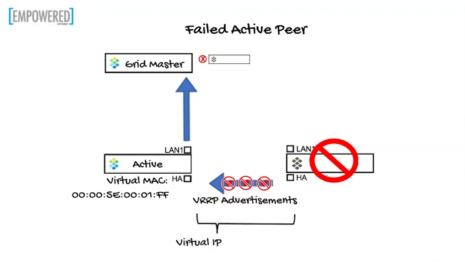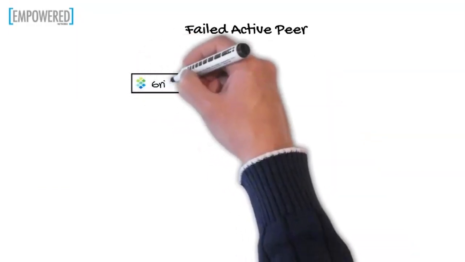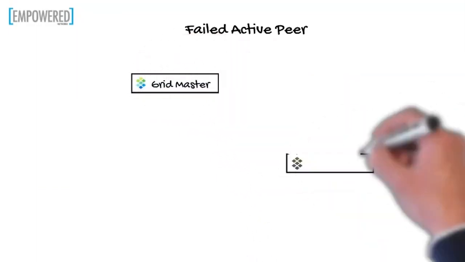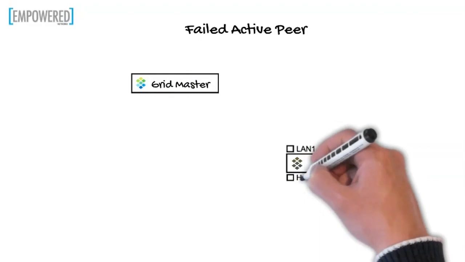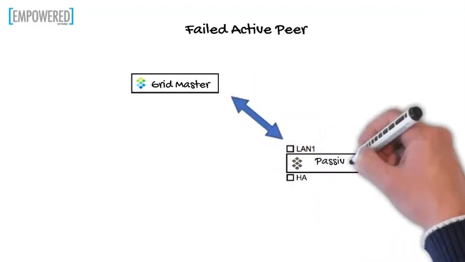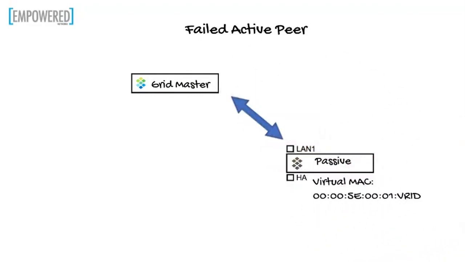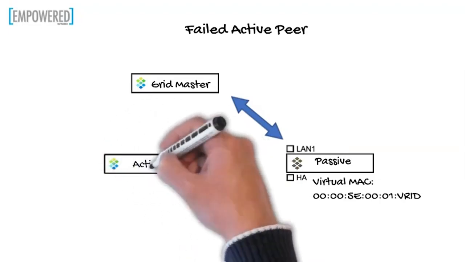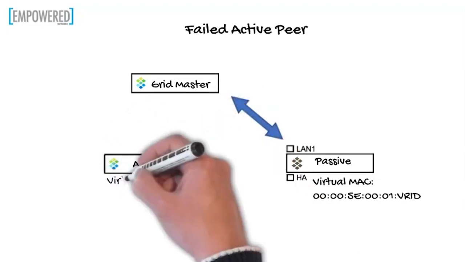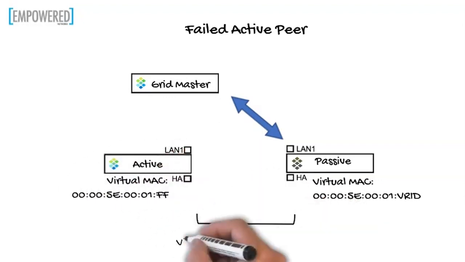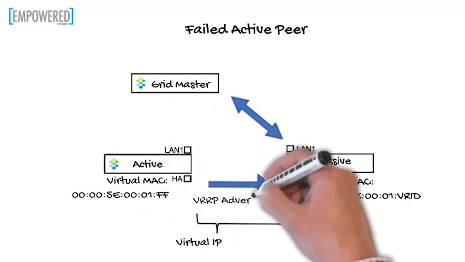When the new unit comes online, it immediately contacts the grid master, at which point the grid master sends it the configuration for the unit that previously failed. It assumes the VRRP fixed MAC address with the VR ID attached at the end. The active unit immediately starts sending it VRRP advertisements.